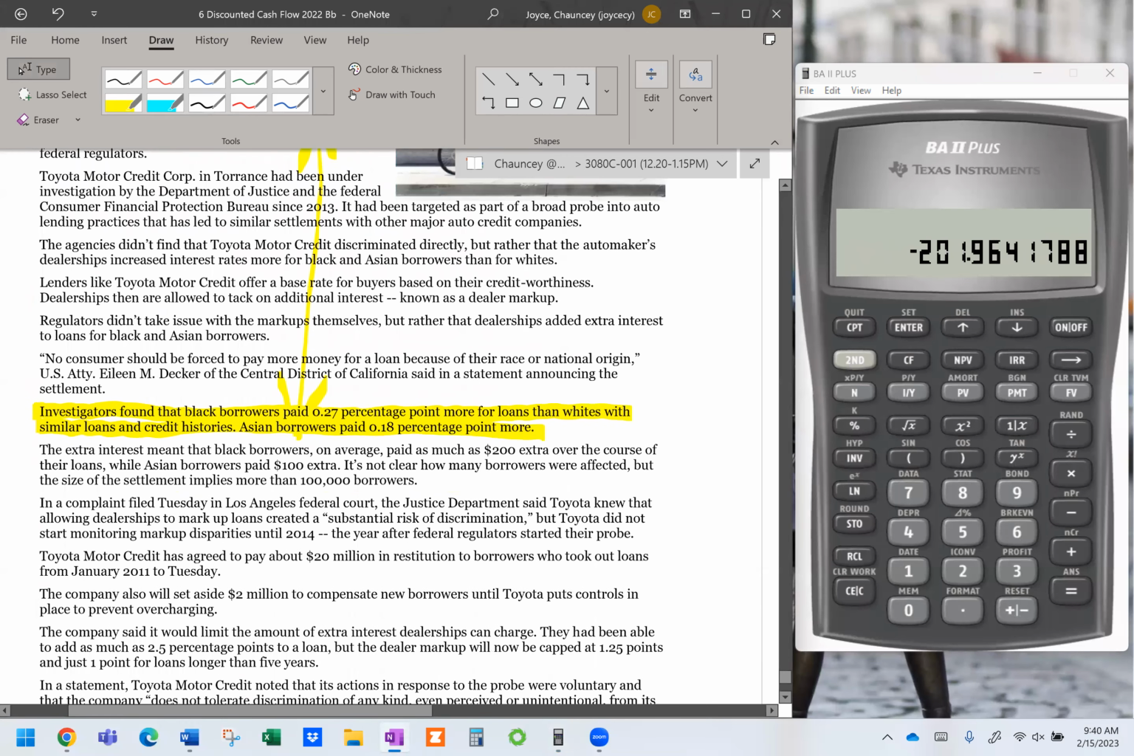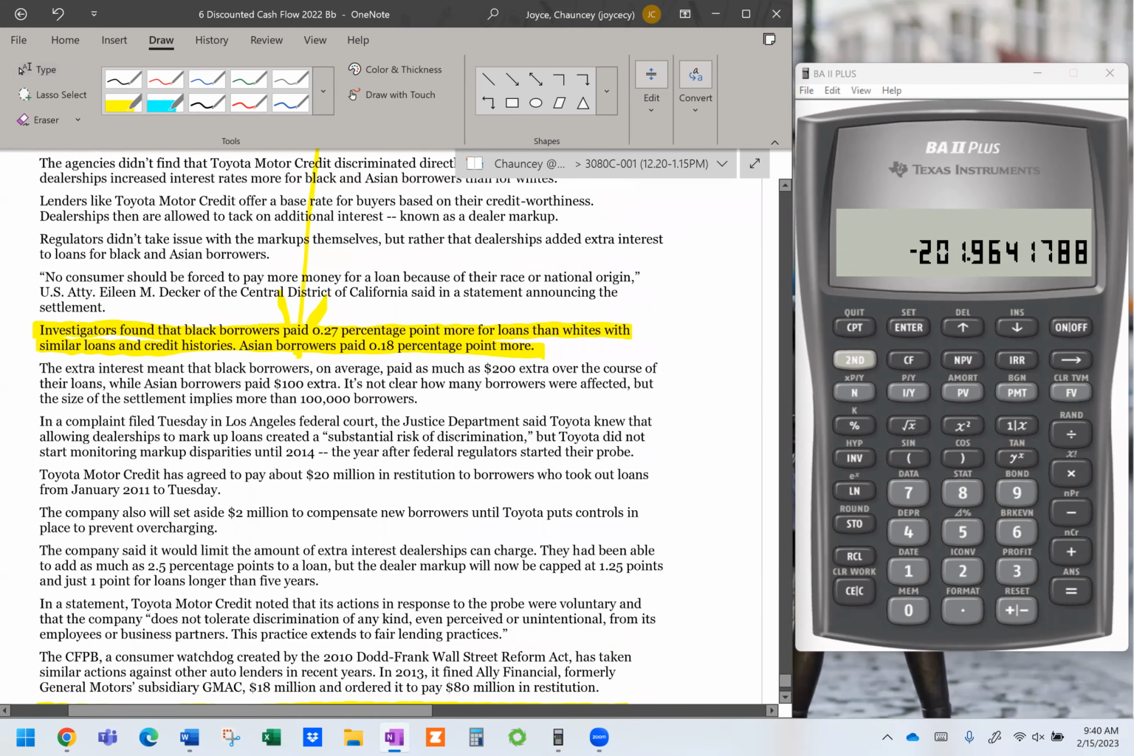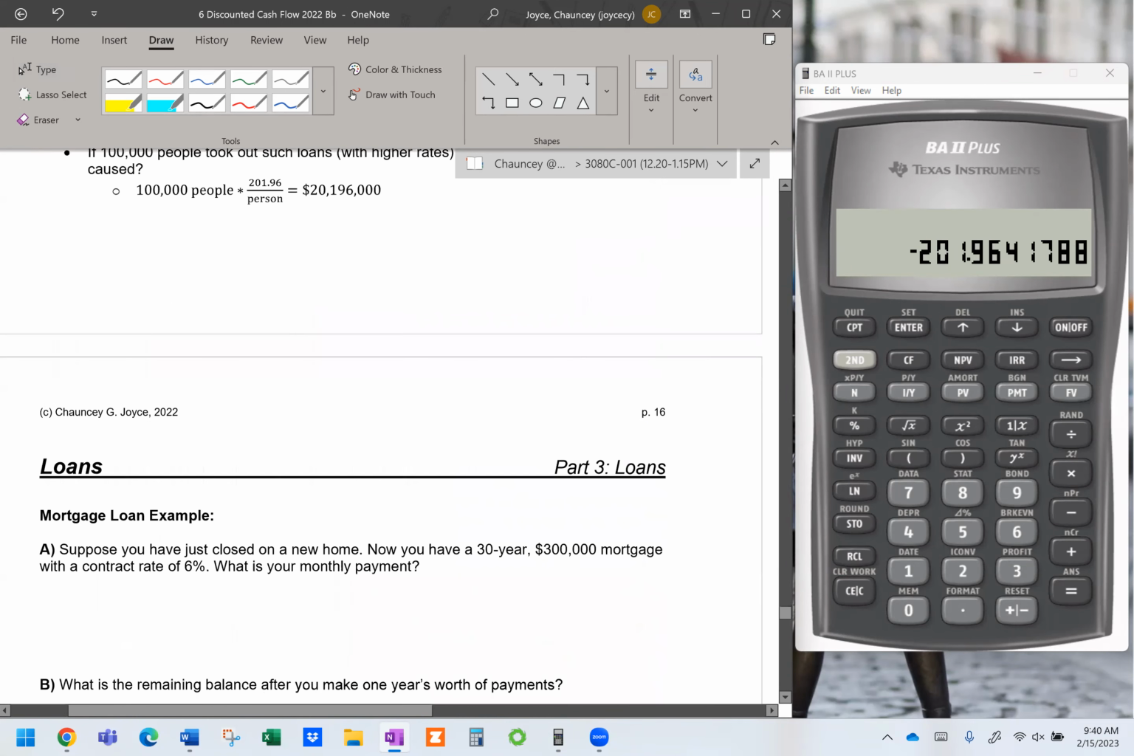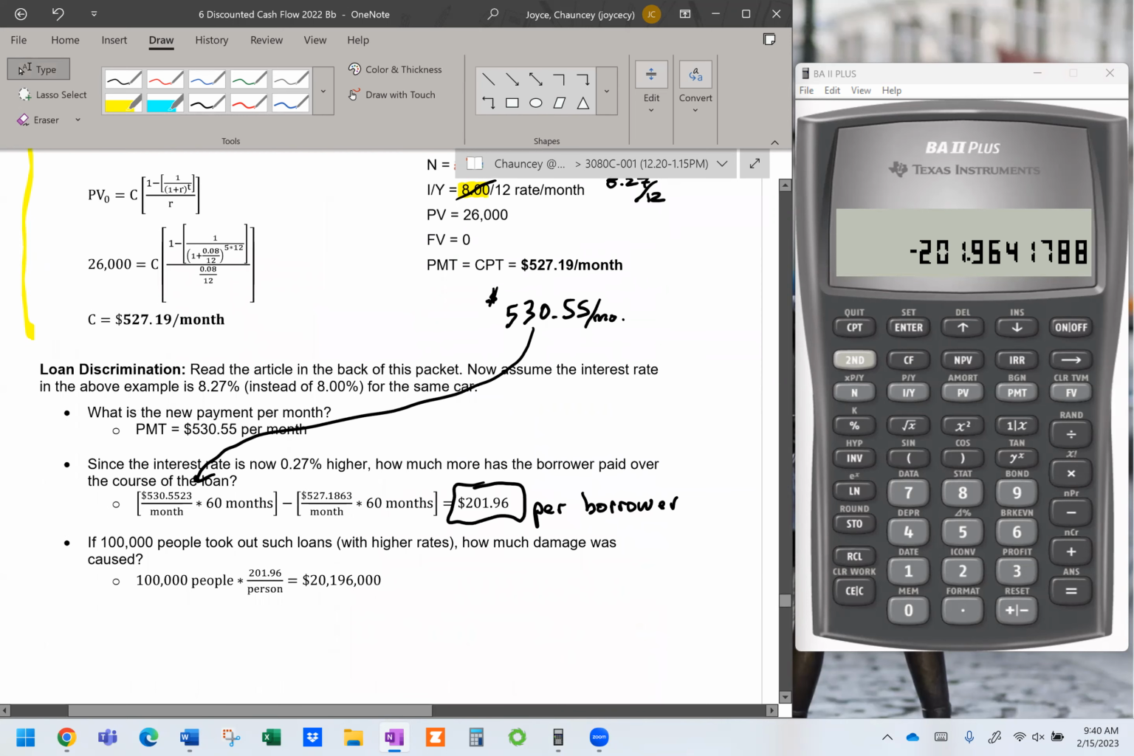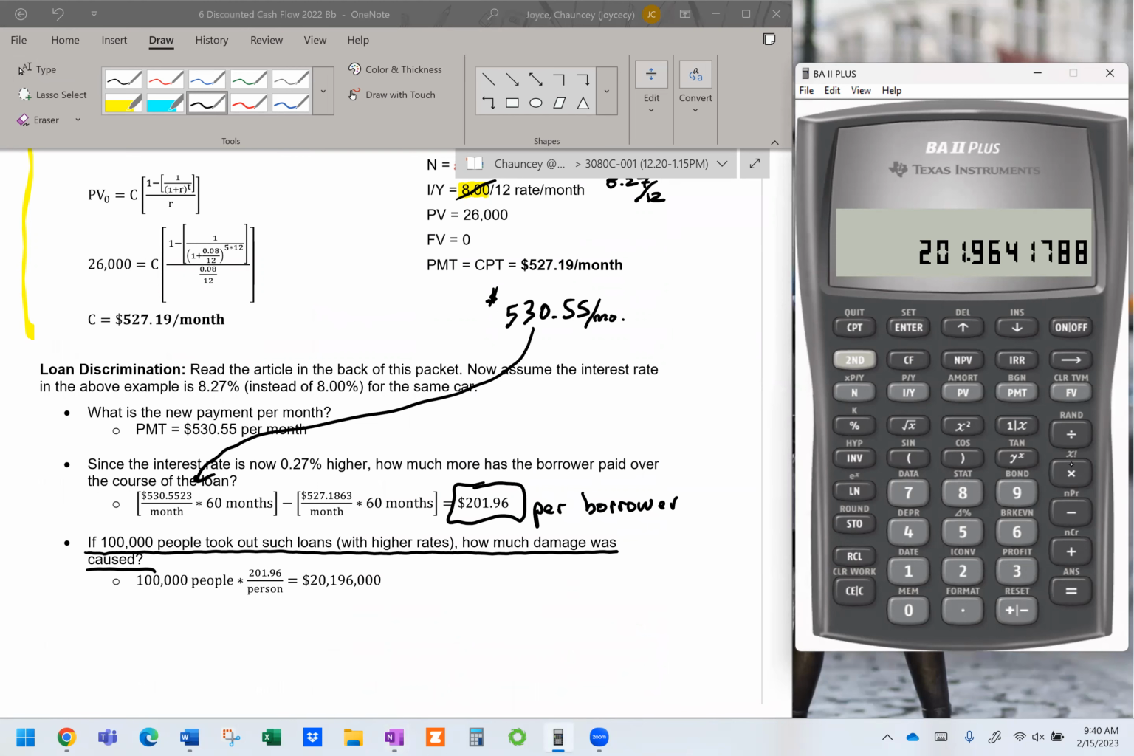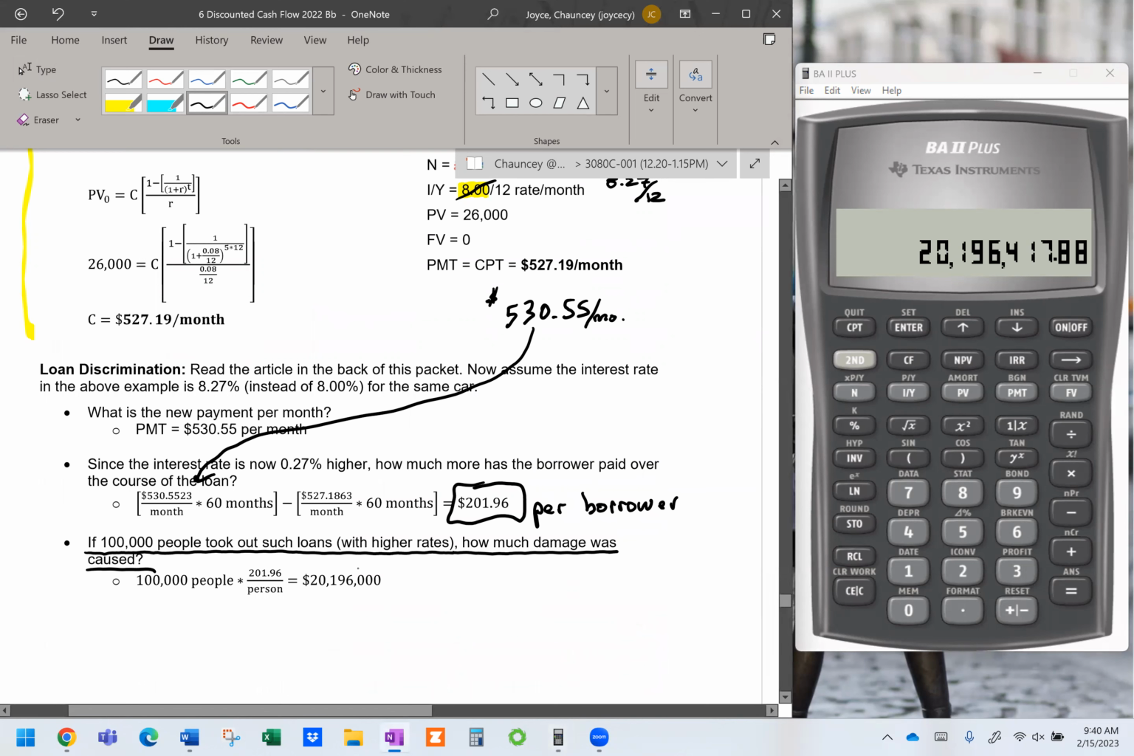So maybe that was my assumption here. Maybe it wasn't given. It says if 100,000 people were impacted with higher rates, how much damage was caused? And this is our damage. So we're just going to take this and multiply it by 100,000. There's your 20 million. $20 million in damage created by unfair loan practices.